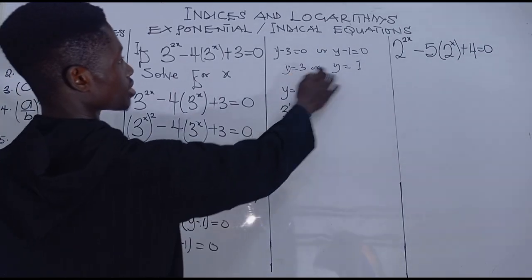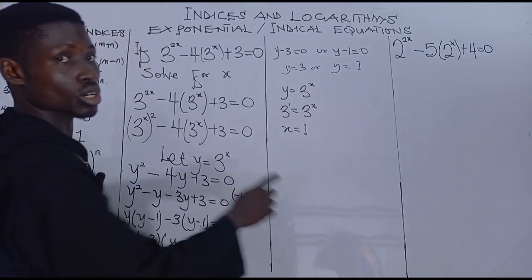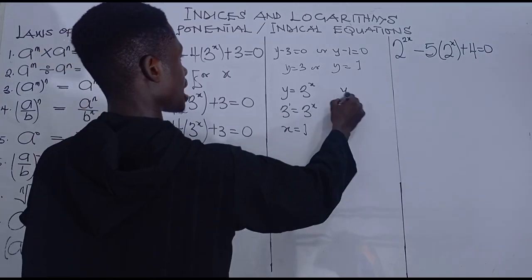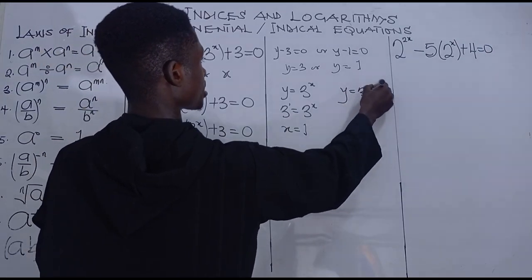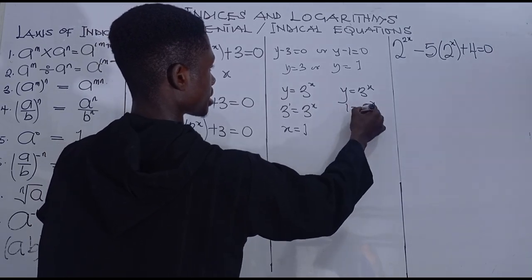So we have two solutions for y. So we have y is equal to 3, or y is equal to 1. So we have to solve for the other one. y is equal to 3 raised to the power x. So we have 1 is equal to 3 raised to the power x.